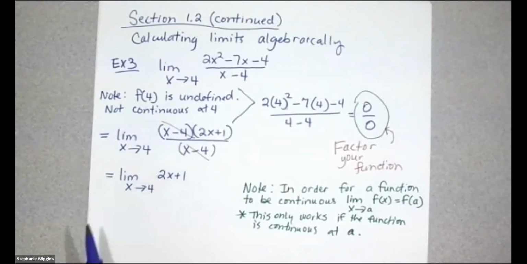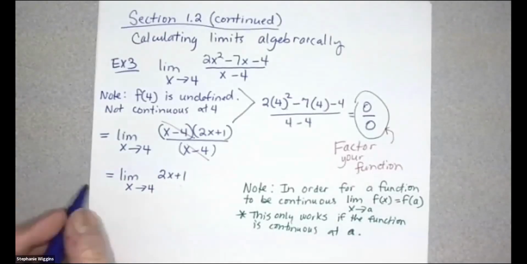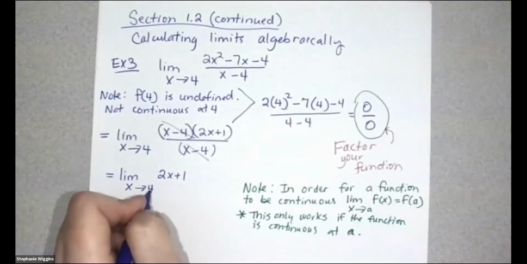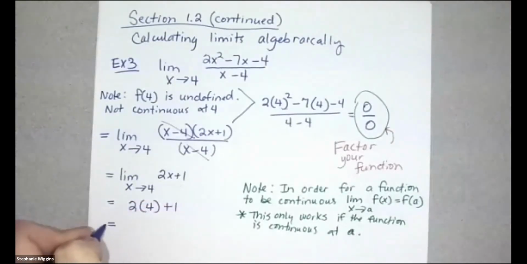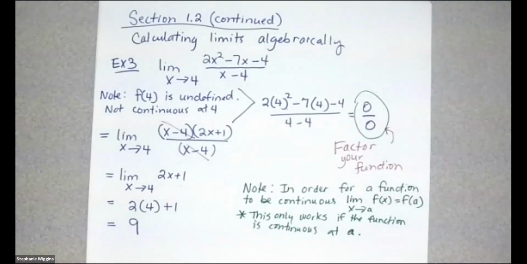And remember, for a continuous function, you've got the limit as x approaches, in this case, 4 of our function 2x plus 1. All we have to do is plug in our number. So that's what I'm going to do now. I plug in 4. 2 times 4 plus 1 is equal to 9. And there's my limit.